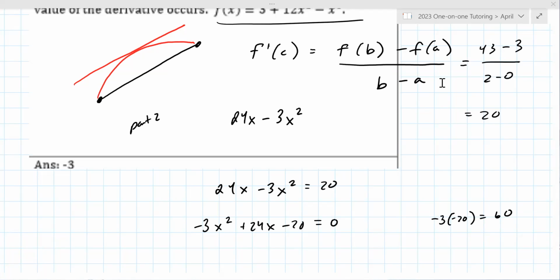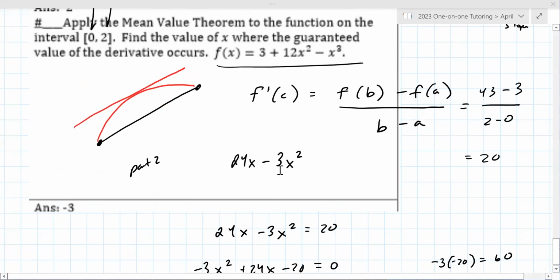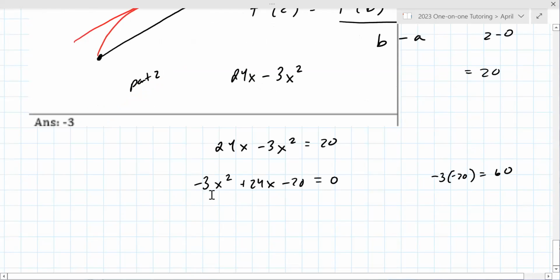So the answer would be 60. No, that's the type of factoring you would do here. Because the leading term isn't 1, you can't just find two numbers that multiply to 20. It's this grouping type of factoring.